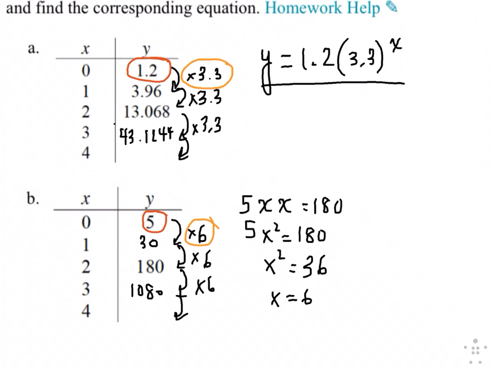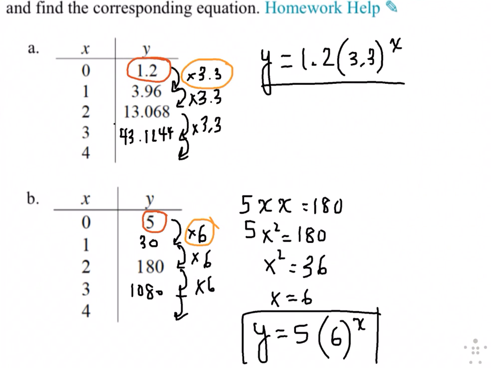So we can now write the equation. And the equation is, I'll write it down here, y equals the original term, the 0th term, 5, times the multiplier to the x power. And there's the equation.